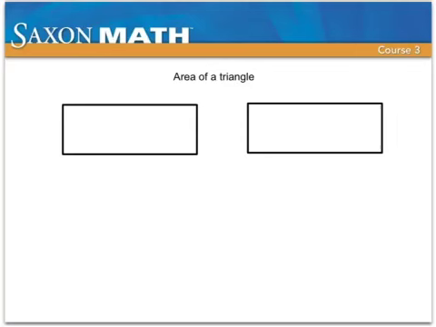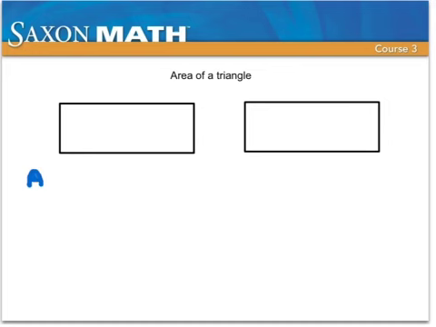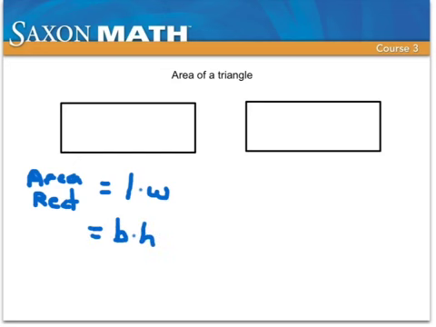Okay, now we're going to find the area of a triangle, and we're going to explore this a little bit. So you're probably wondering why Mr. Ayers has two rectangles here, but we'll talk about that in a second. The reason is because we know how to find the area of a rectangle. Okay? The area of a rectangle is length times width. Or another way we could say that is base times height.